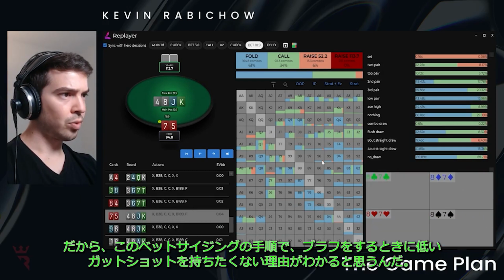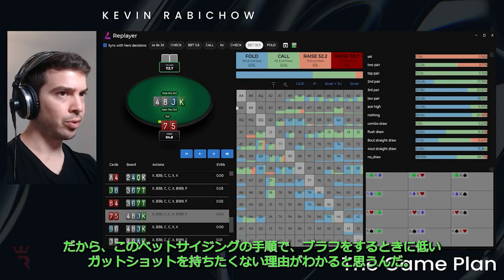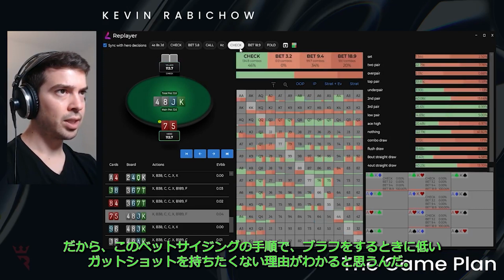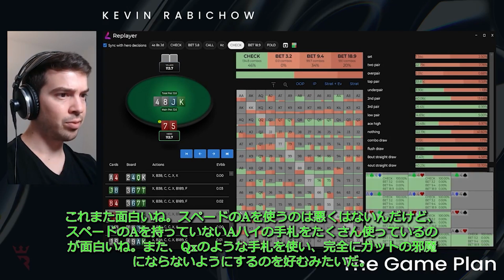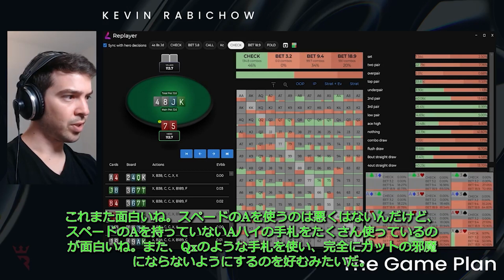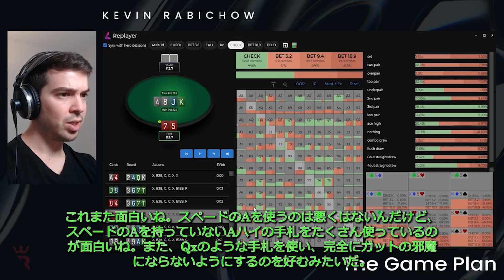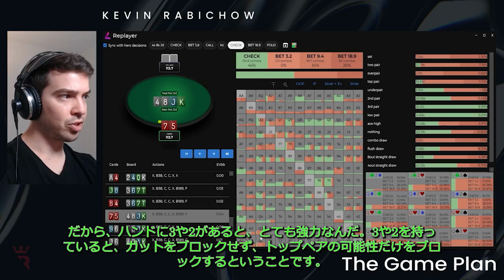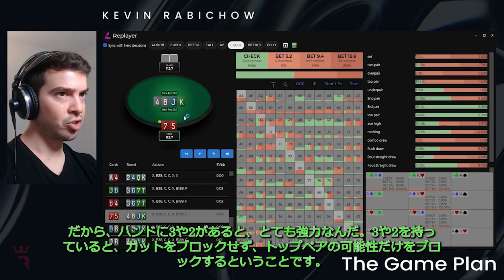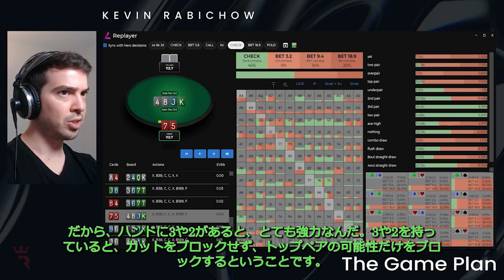So I think that is going to determine, for this bet sizing sequence, why we don't want to have a low gut shot when we're bluffing. Most likely, we just want to have... Yeah, it's funny that it's okay with using the ace of spades, but it's actually using a lot of ace high hands that don't have the ace of spades. And then it's going to be using, again, those queen X hands, loving just being out of the way of the gut shot entirely. So you can see having just a 3 or a deuce in your hand is really powerful. Having a 3 or a deuce means you don't block any of the gut shots. You only block top pair potential.